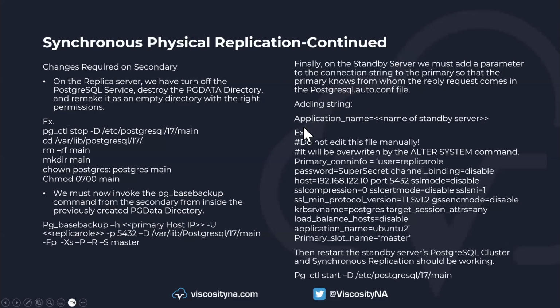So I'm just showing you real quick. This is a snippet of what the postgresql.auto.conf file would look like. Ironically, it says do not edit this file manually, and that's what I'm asking you to do. But ultimately, there's a section down here where it says application_name equals Ubuntu2. So the Ubuntu2 is the name of the standby server in this particular case. That's the part that you add. After doing so, go ahead and restart the PostgreSQL instance on the standby, and you should have synchronous replication working.